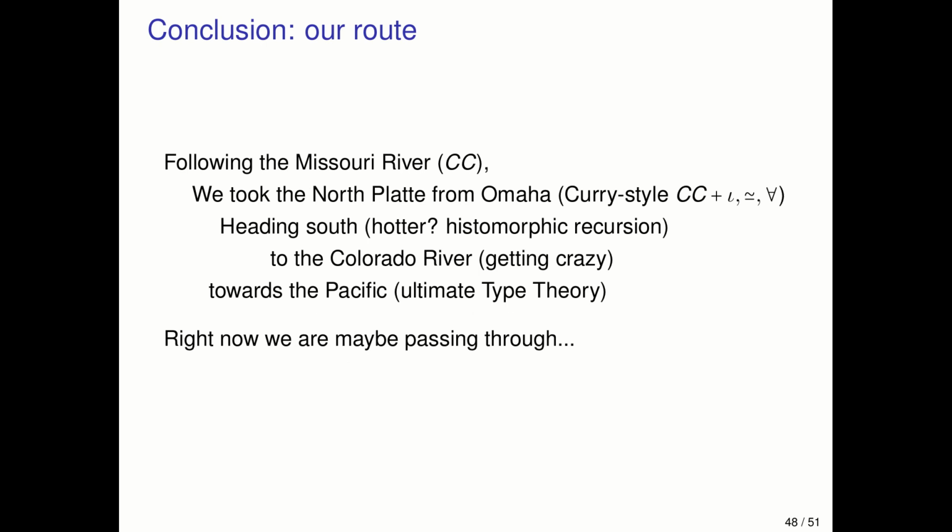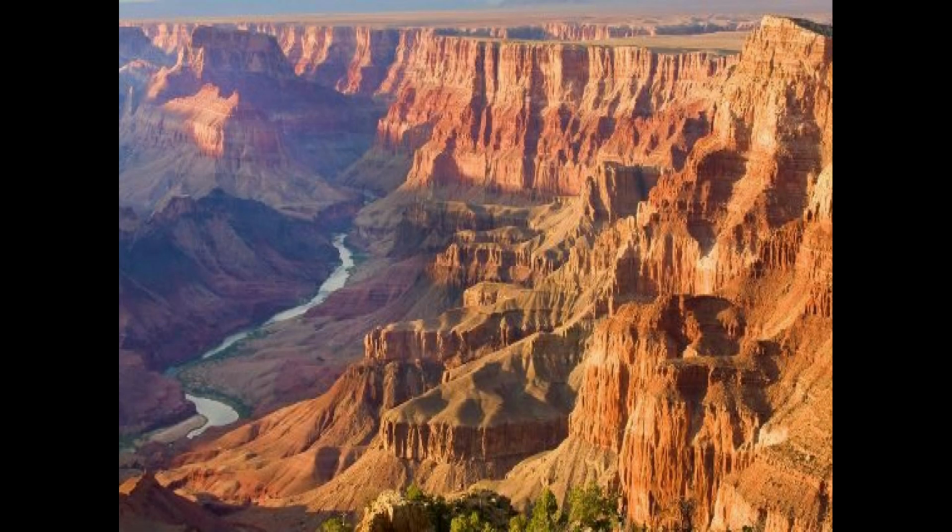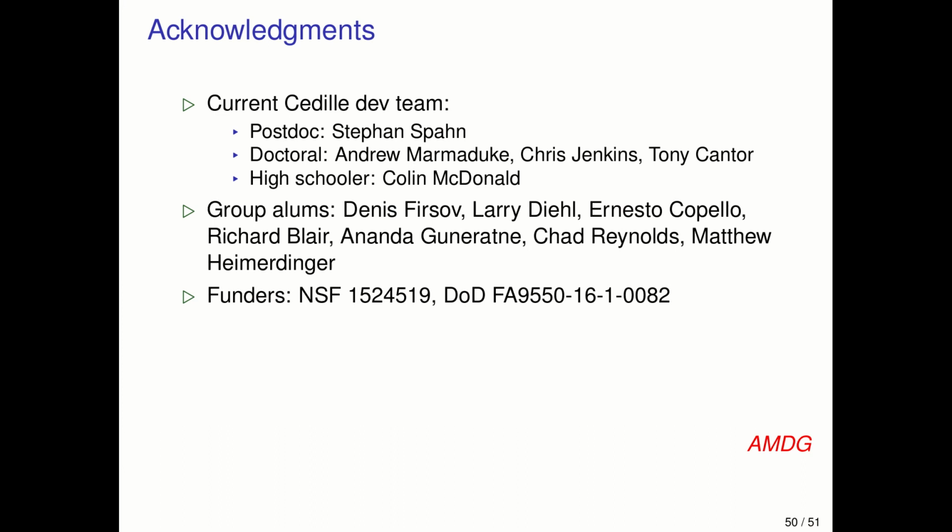So we followed the Missouri River, which is the calculus of constructions. We took the North Platte from Omaha. So we have this theory with these extra operators. We're heading south, and maybe it's getting a little hotter, into histomorphic recursion and so forth. We're going towards the Pacific, which is like the ultimate type theory. We might be now in the Grand Canyon. I don't know. And so I'd like to thank our current development team and alums. Thank you very much.